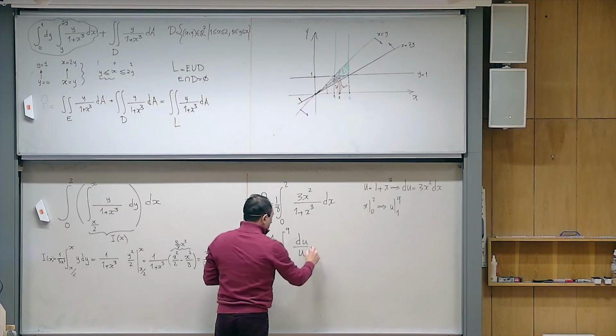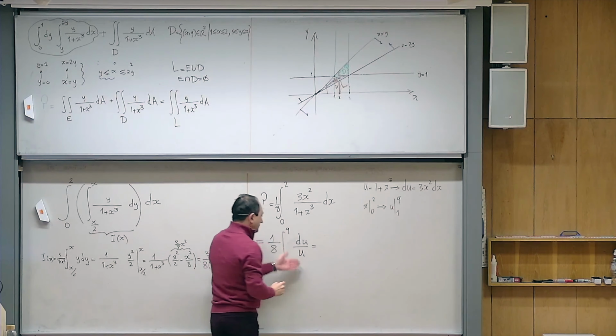And hopefully you realize that's also a famous integral. This is ln of absolute value of u, so I have 1 over 8, and then I have ln of absolute value of u going from 1 to 9. Okay? And if I put 9 here, it becomes ln of 9, and if I put 1 here, ln of 1. ln of 1 is 0, so what is left for me is 1 over 8 ln of 9. So that's the answer.